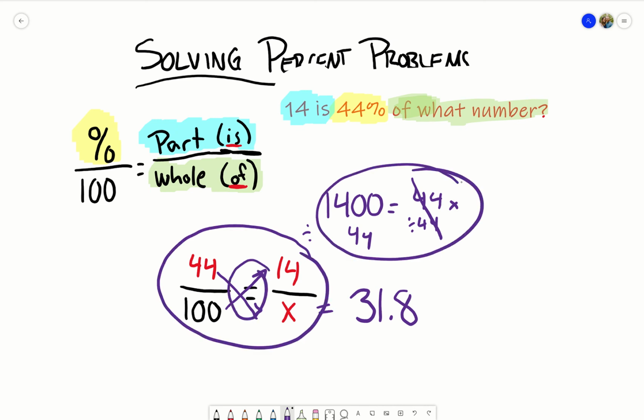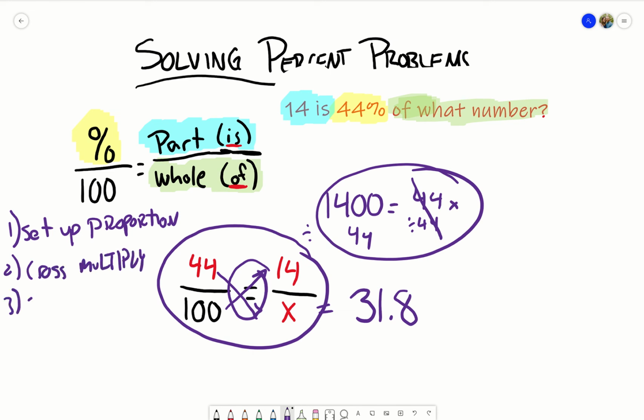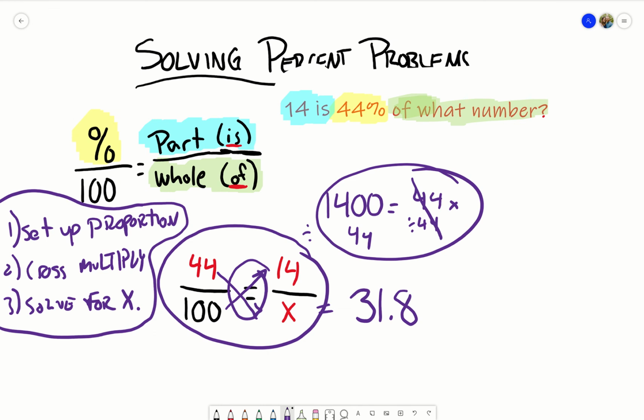Okay? Here's step one: set up the proportion. Two, cross multiply. Three, solve for x. These are the steps we need to take to be successful.